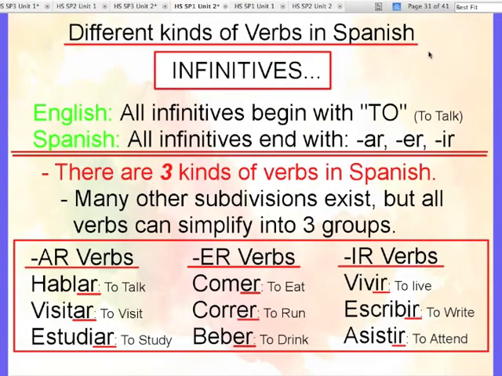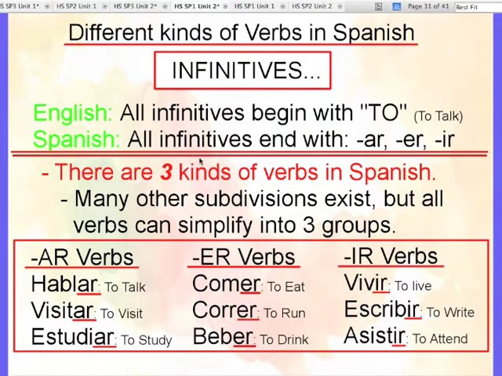So, first off, let's break up verbs into two groups: infinitives and conjugations. Infinitives are the root of any verb. Okay, so let's say to run, to dance, to sing, to teach, to learn. All right, that's where verbs start. That's the origin. In English, all infinitives begin with to. In Spanish, all infinitives end with AR, ER, or IR.